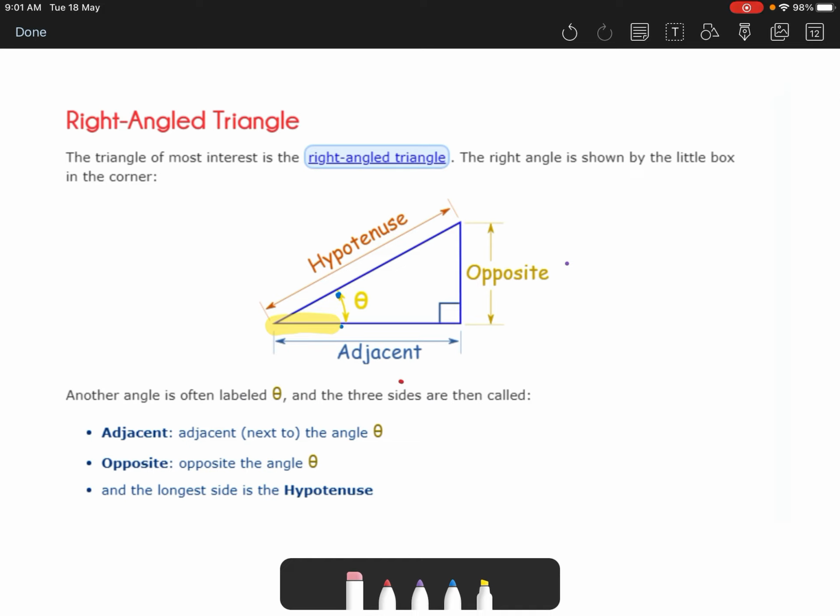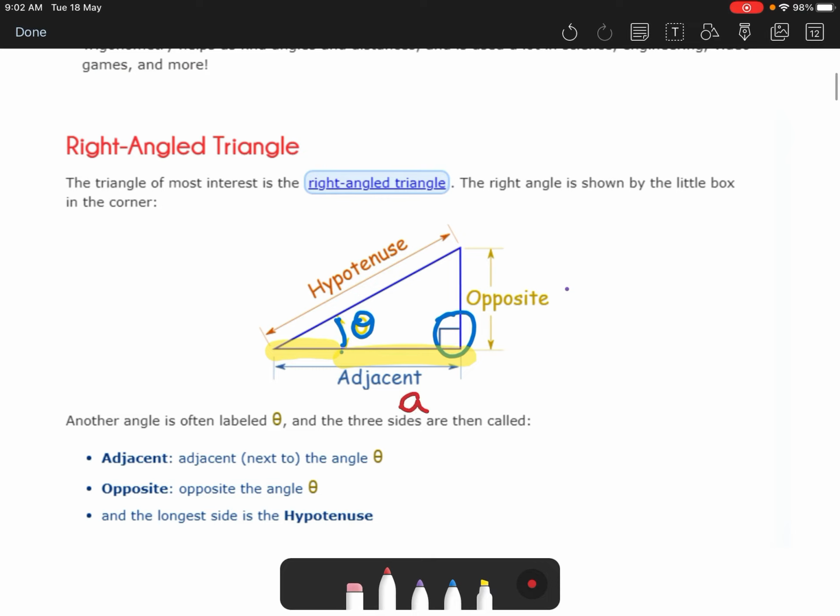And whenever we have a right angle triangle, we must label here as 90 degree, and here is the theta. The length between the 90 degree and the theta is what we call the adjacent. So this is what we learn right in Sec 2. And the length opposite to the angle theta is what we call the opposite. And the longest length of a right angle triangle is what we call the hypotenuse. Alright, so this is just a very brief introduction to trigonometry.